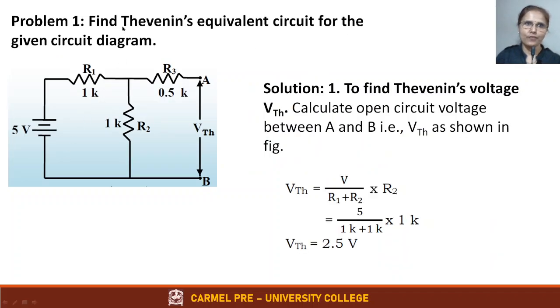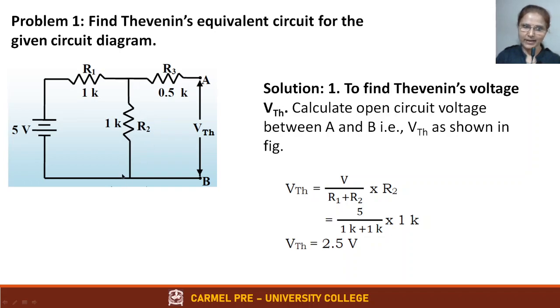Okay, so find Thevenin's equivalent circuit for the given circuit diagram. Voltage source is 5 volts, resistance R1 is 1 kilo ohm, R2 is 1 kilo ohm again, R3 is 0.5 kilo ohms. How to find VThevenin? You have to open circuit output terminals A B and find VThevenin. VThevenin is the same as the drop across R2. What is the voltage drop across R2? Current I multiplied by R2.